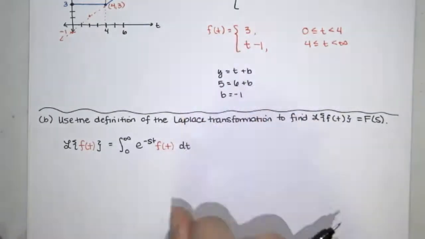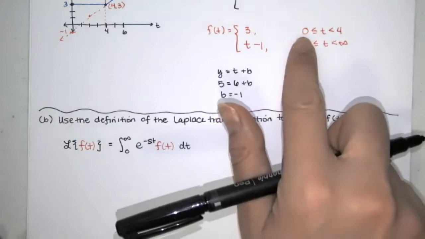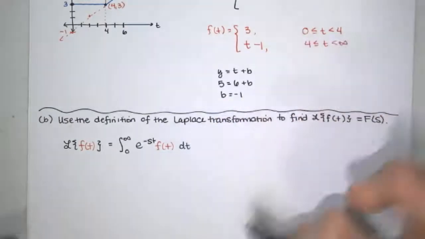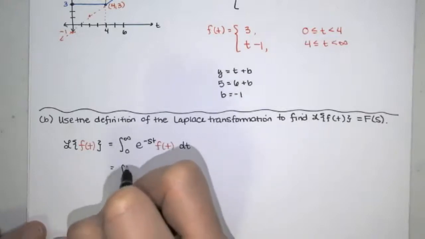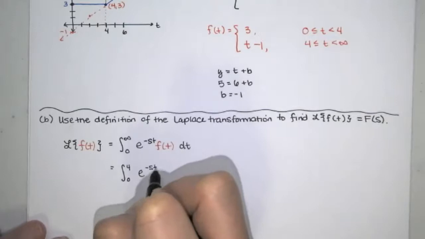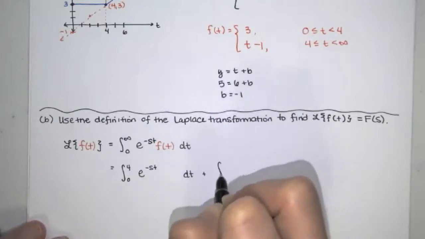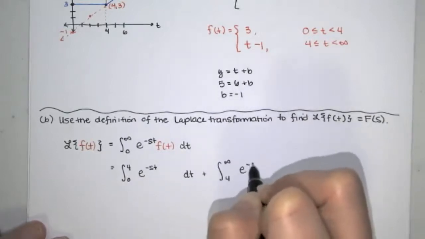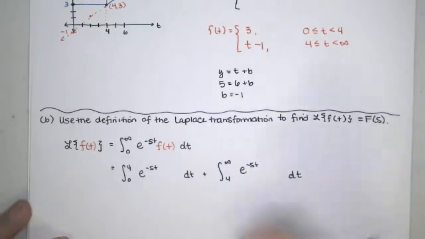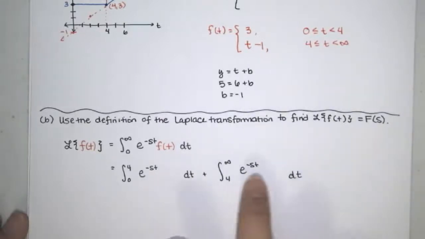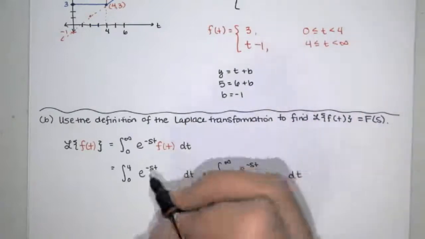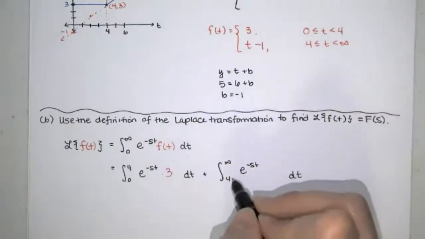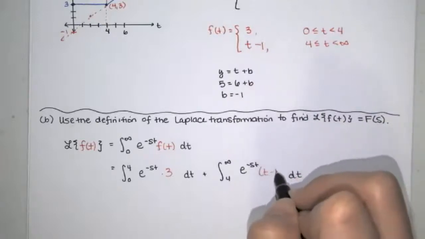Now in our case, f of t has 2 pieces. In one piece, it's defined on the interval from 0 to 4. So rather than integrating from 0 to infinity, I will integrate from 0 to 4. And then I will integrate from 4 to infinity. And in each case, I want to put the definition of f of t on that interval right there. Well, on the interval from 0 to 4, f of t is equal to 3. On the interval from 4 to infinity, f of t is equal to t minus 1.